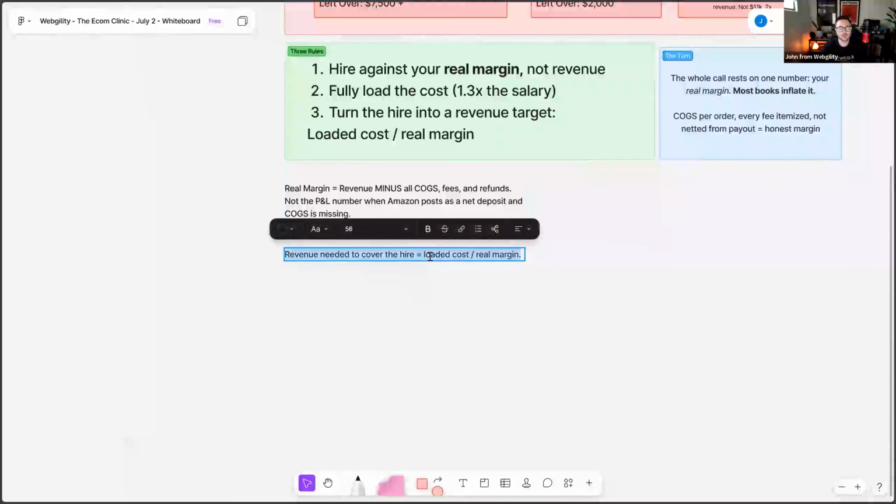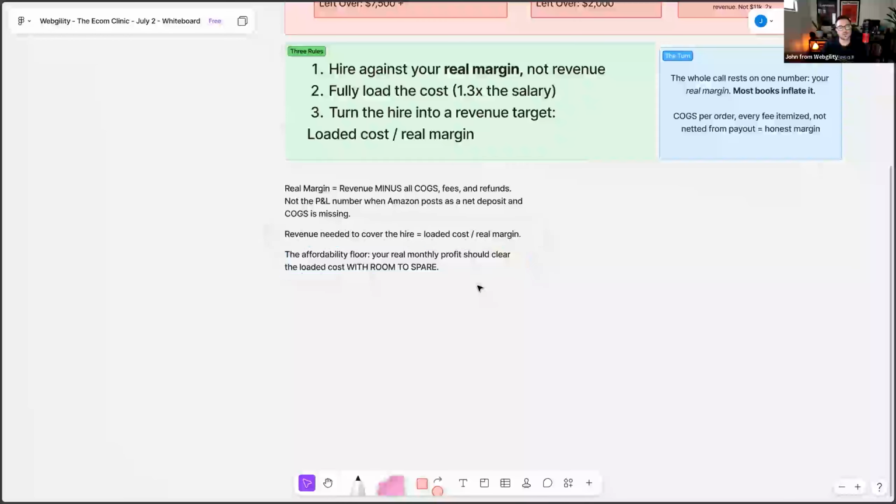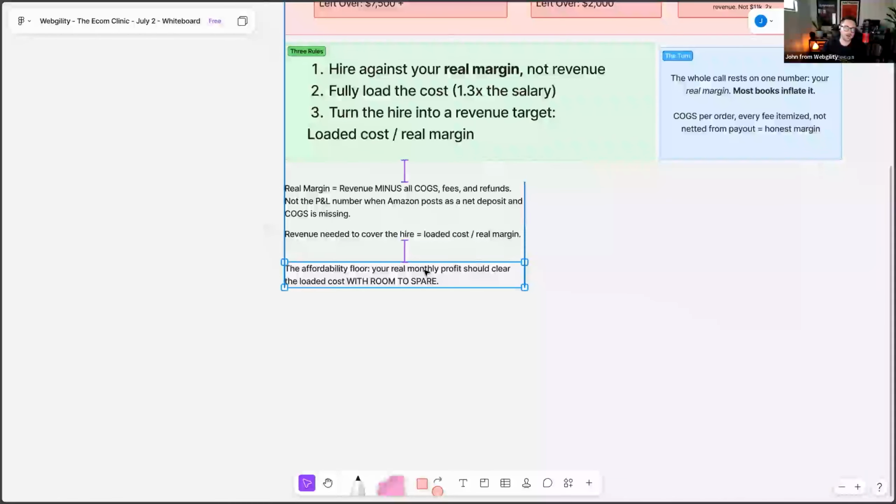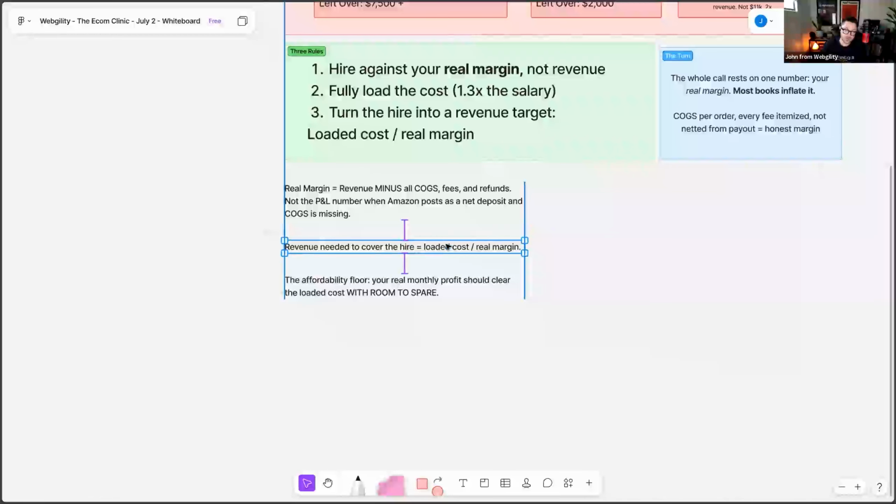Okay, and the affordability floor. Your real monthly profit should clear the loaded cost with room to spare. So this fully loaded cost that we're talking about under the rules, you should have a little bit of room to spare to make sure that you can cover that hire. If the margin's really thin for you there, it might not make sense to pull the trigger on that new hire.